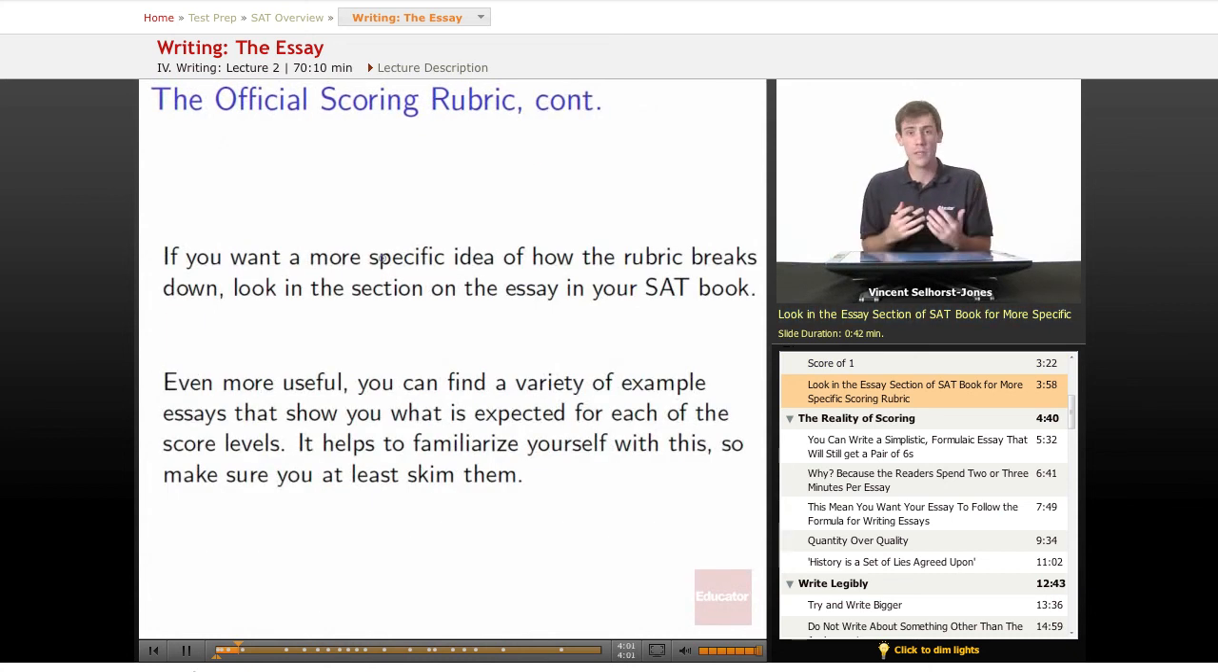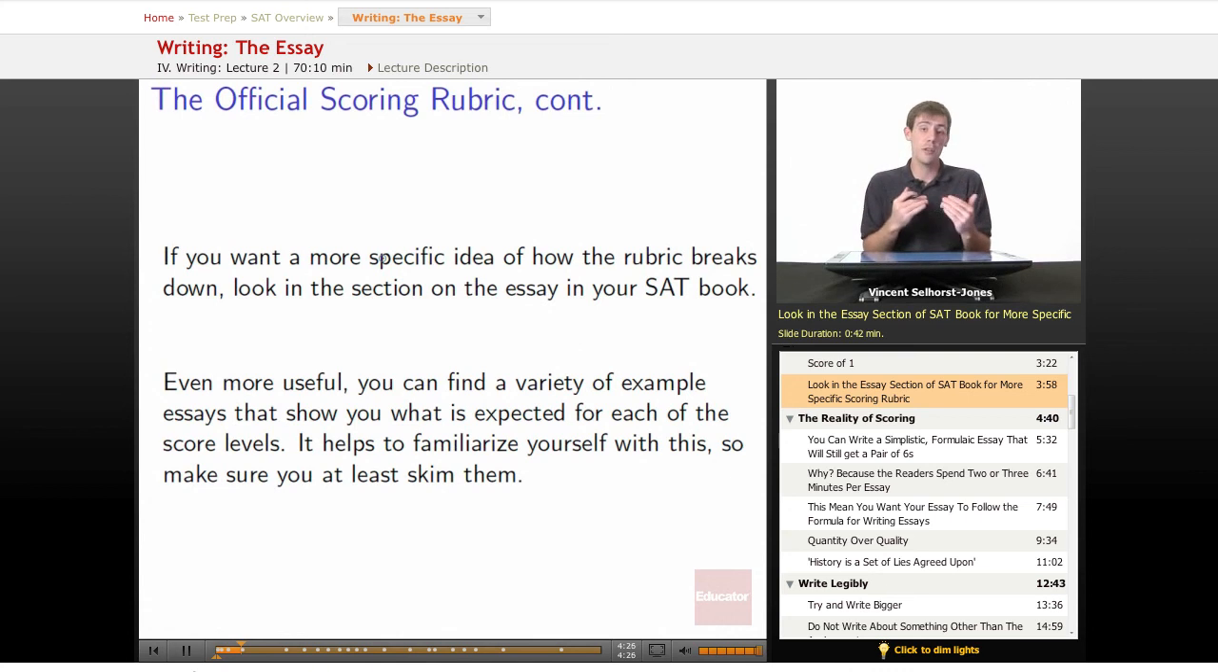If you want a more specific idea about it, go check out the essay section in your SAT book or look online. But really, that SAT book I recommended before, the blue book, has lots of useful information for seeing how that rubric breaks down. It has really specific ideas of how the rubric breaks down, and then gives you a lot of samples. Those samples are really useful for you to have an idea of just how good your essay needs to be in competition.